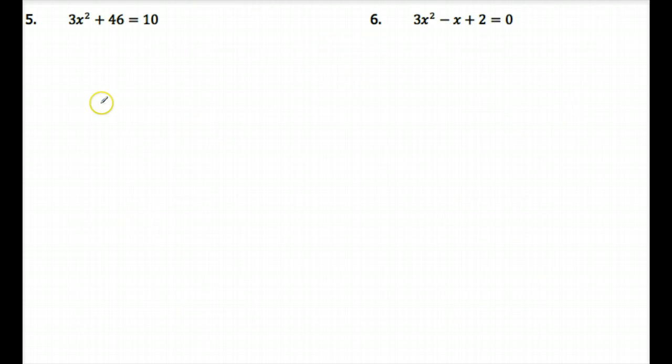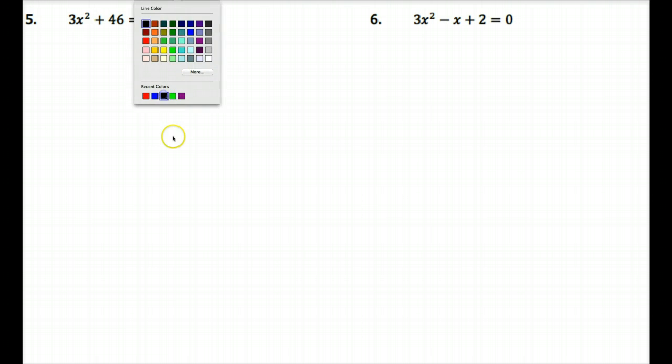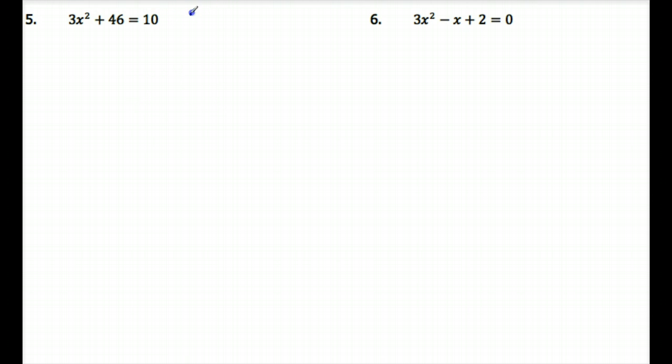Okay, a couple more. Here's number 5. We have 3x squared plus 46 equals 10. This is a quadratic that does not have a linear term. B is equal to 0. So this might be one where it's easiest to do the square root method and solve for x squared. I'm going to give you a chance to try this on your own, so go ahead and click pause. Look back at 1 and 2 if you need to figure out the steps for this one. And then once you think you have an answer, click play to check it, please.